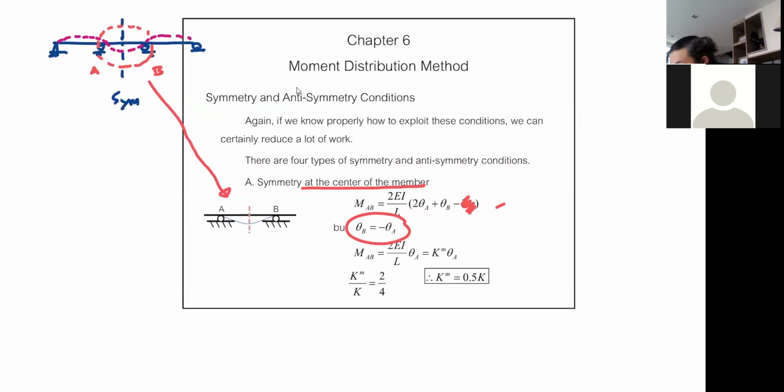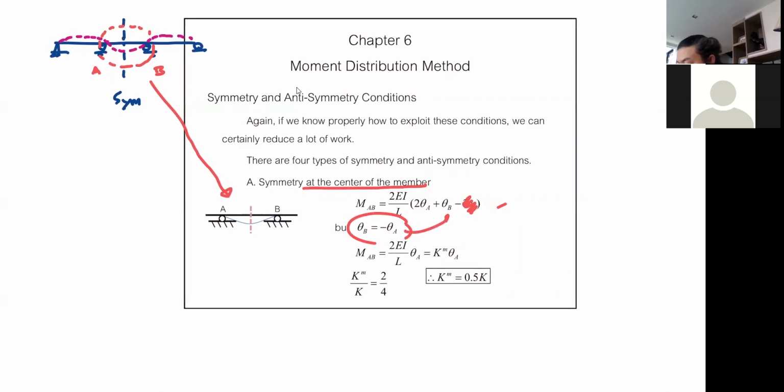So we can plug this in. You plug in zeta B equal to minus zeta A. Now you have MAB equal to 2EI over L, zeta A. And if this is your K, compared to 4EI over L, this K is half of the original K. So that means the modification factor is 0.5.